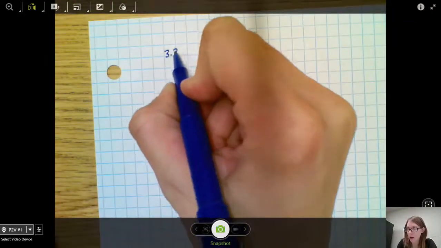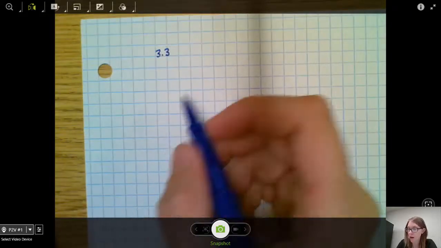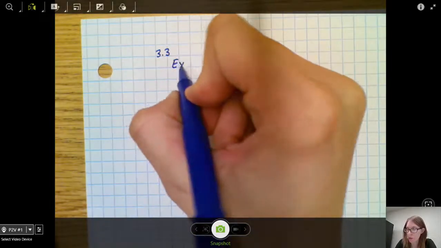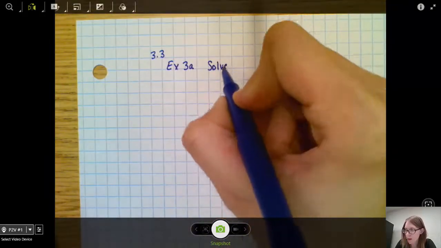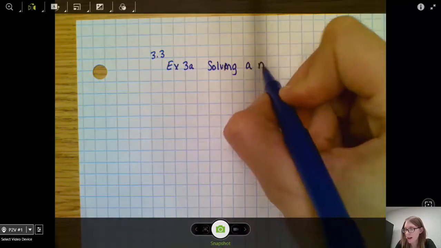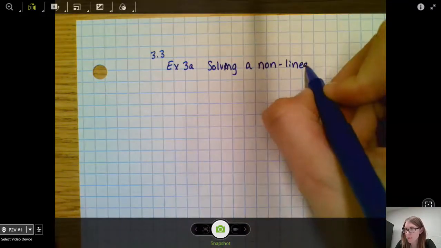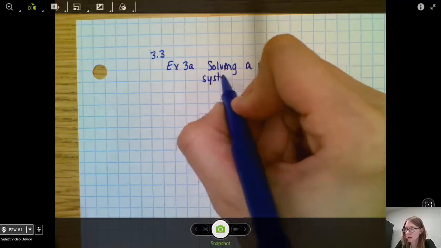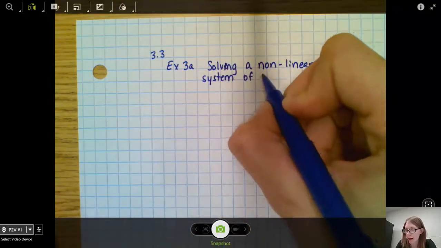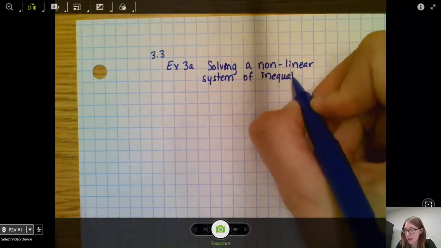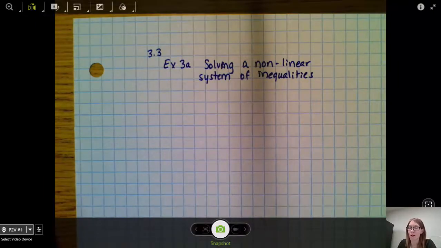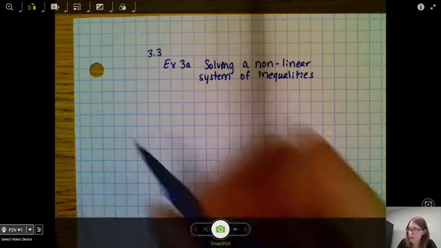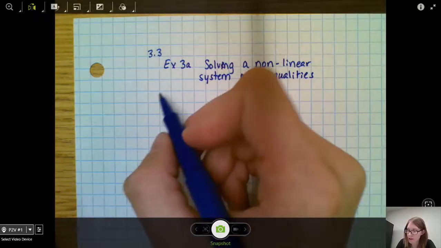Okay, we have one last thing we are going to do, and again, we are in section 3.3, which is solving our systems of inequalities. In example 3a, we are going to solve a nonlinear system of inequalities. And that just means that the two equations that we are working with are two functions, and not both of them have to be linear.